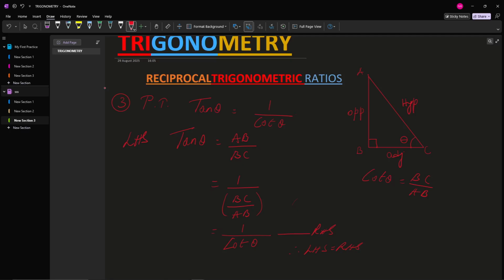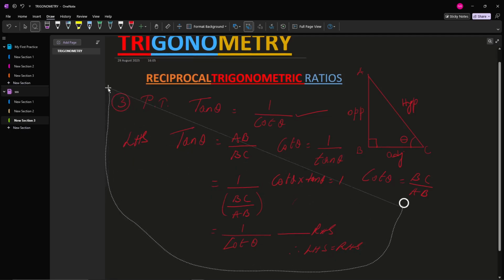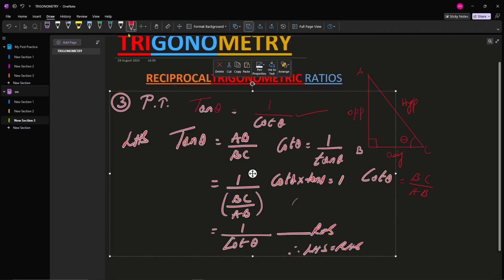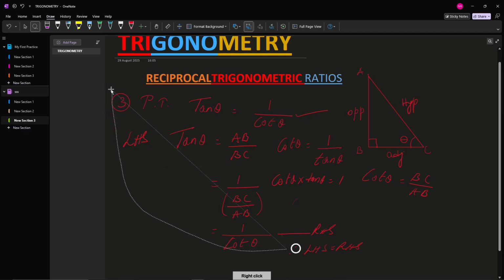So we learn from this that tan theta is equal to 1 by cot theta, or also you can write cot theta is equal to 1 by tan theta, right? Or cot theta into tan theta, cross multiply, or tan theta into cot theta, the value is equal to 1. So these are the three reciprocal ratios. The next two are very important ones, which are going to be used in most of the problems, that is, in terms of sine and cos. So how do you mention this in terms of sine and cos?